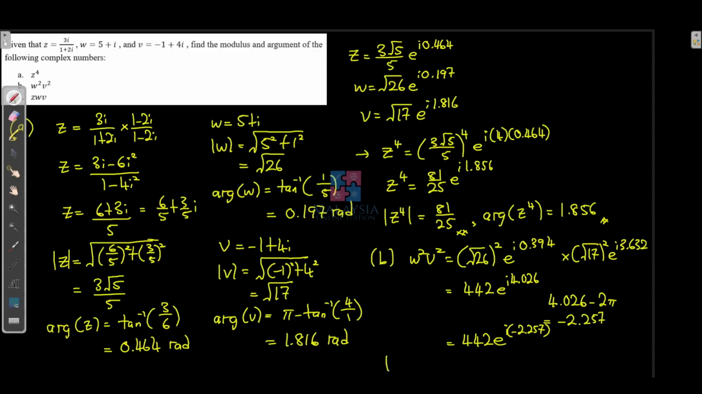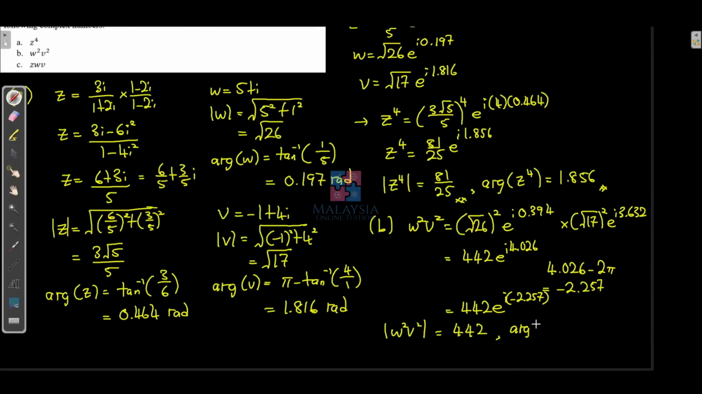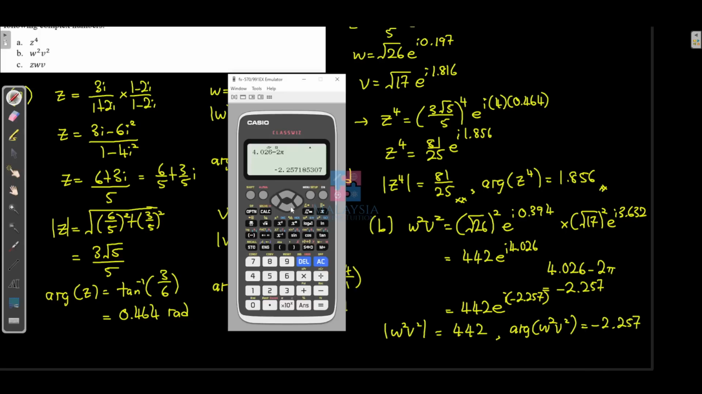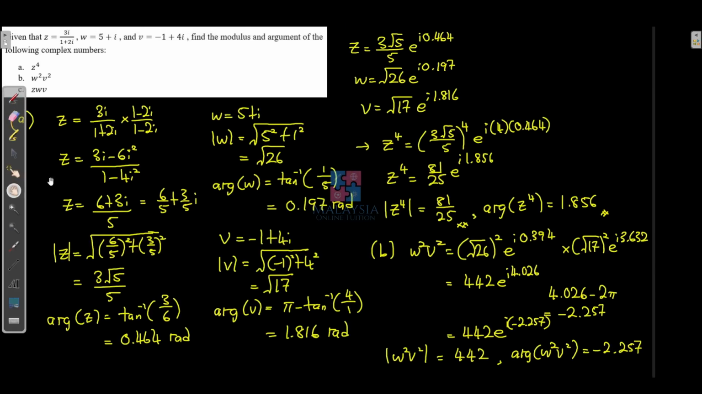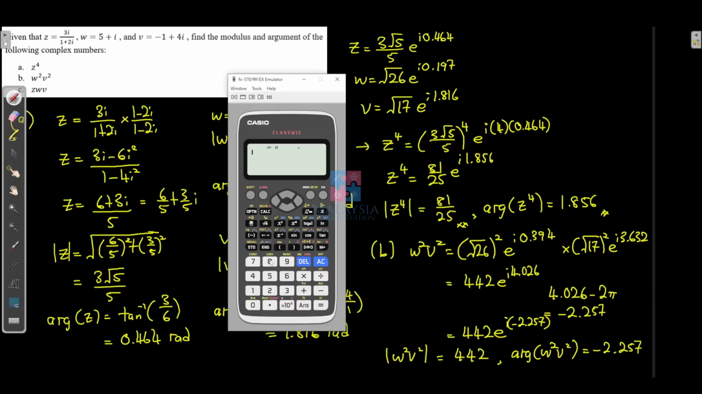So the modulus of w squared v squared is going to be 442, whereas the argument of w squared v squared is negative 2.257. I think it's time for us to check the answer before we proceed with part C. So go to complex mode. And then just now we have the z, right? So what we are going to do now, we are just going to write 6 over 5 plus 3 over 5i, and then power of 4.